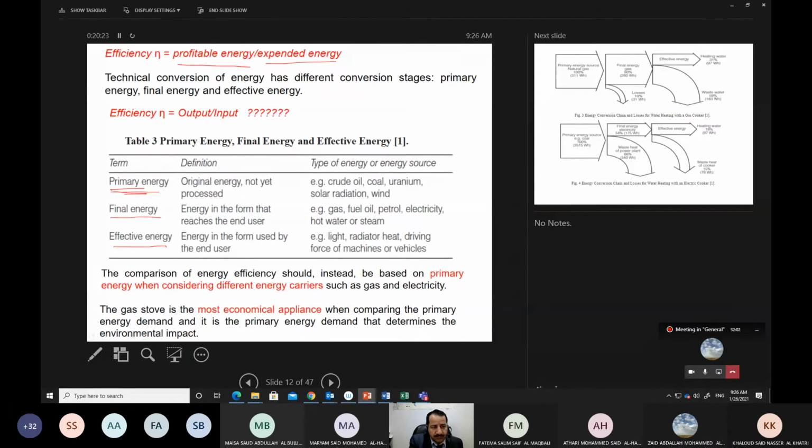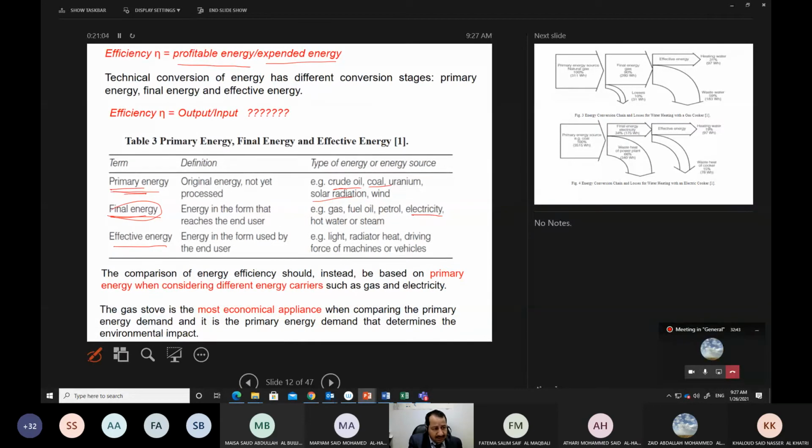Primary energy is the original energy, not yet treated or processed. Examples: crude oil, coal, uranium. It comes directly from the source, like solar energy or solar radiation. Final energy is energy in the form that can reach the end user. As an example, electricity reaching the end user. But it is not primary energy because it is generated by something. We may burn coal, we may burn fossil fuel, we may do something to get the electricity. So we call it final energy.